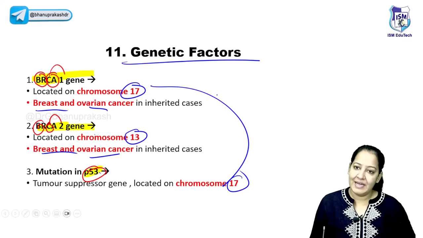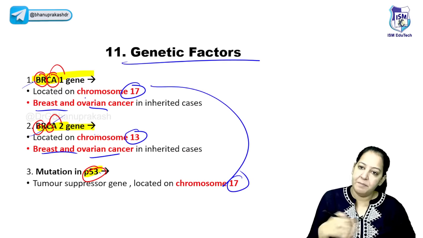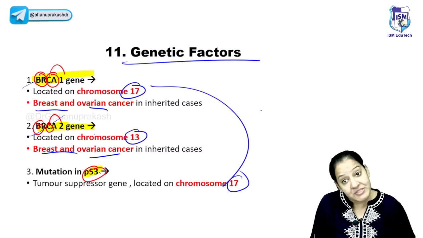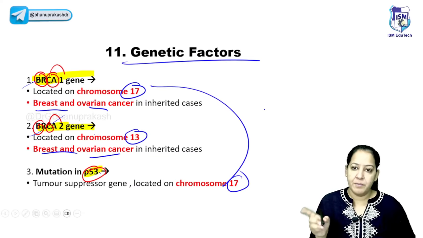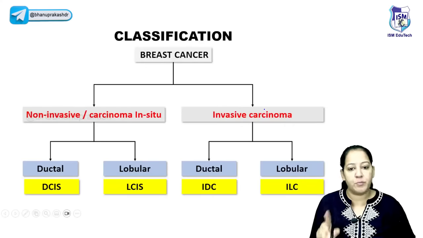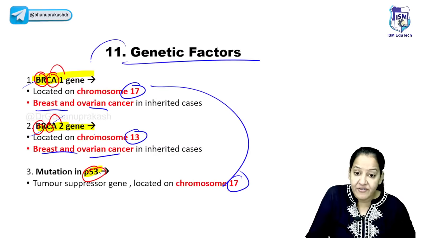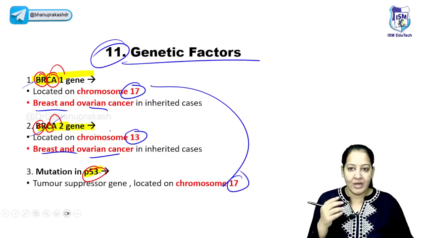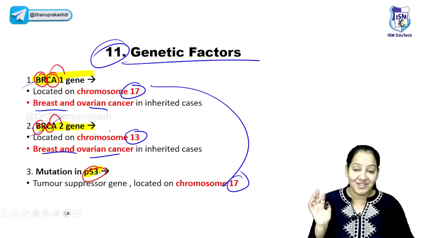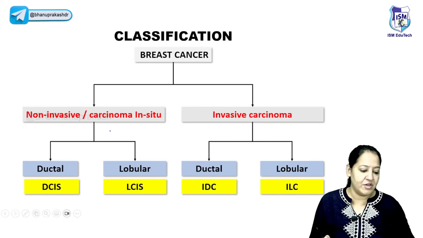Okay, what about the male? If BRCA1 or BRCA2 is mutated in a male, what will the male have? The male will have prostate cancer. A mutated BRCA1 or BRCA2 gene in the male leads to prostate cancer. Can I come to the classification of breast cancer? We are done with the 11 risk factors. You can enumerate all 11 risk factors. These are the risk factors for breast cancer. I enumerated all of them.